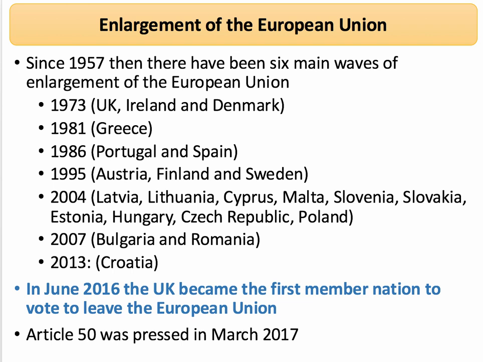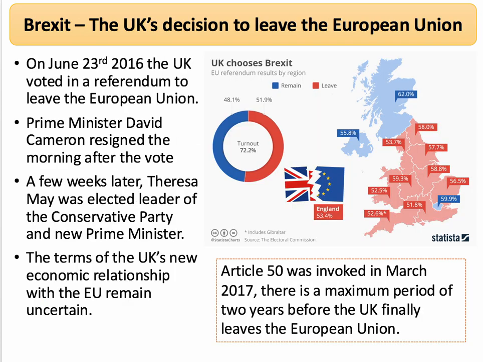Bulgaria, Romania, 2 relatively poor countries, joined in 2007. And of course, latterly, in July of 2013, Croatia joined the EU. So the UK is the first member nation to leave the EU. Article 50 was pressed in March of 2017.